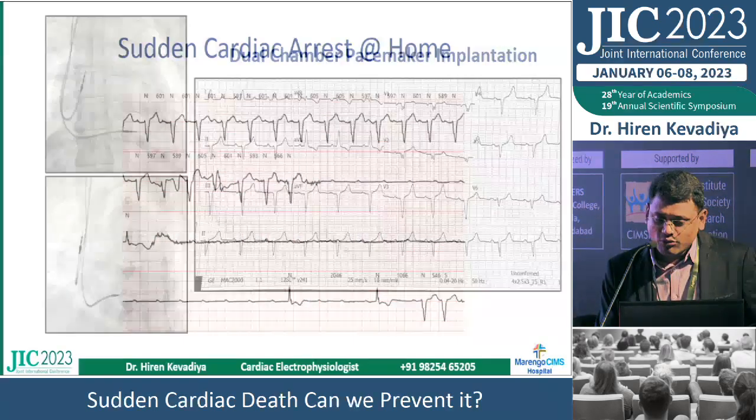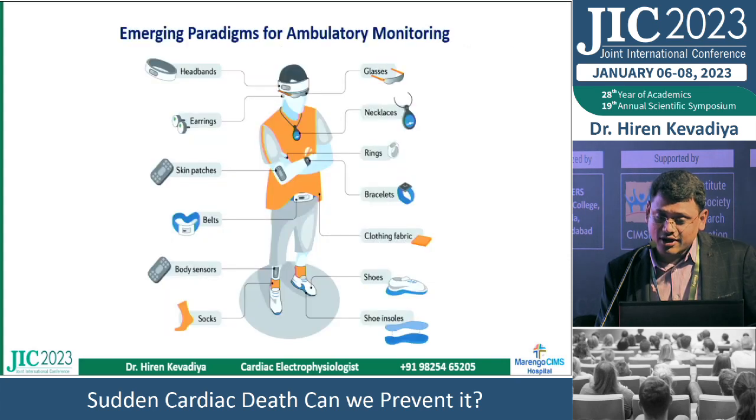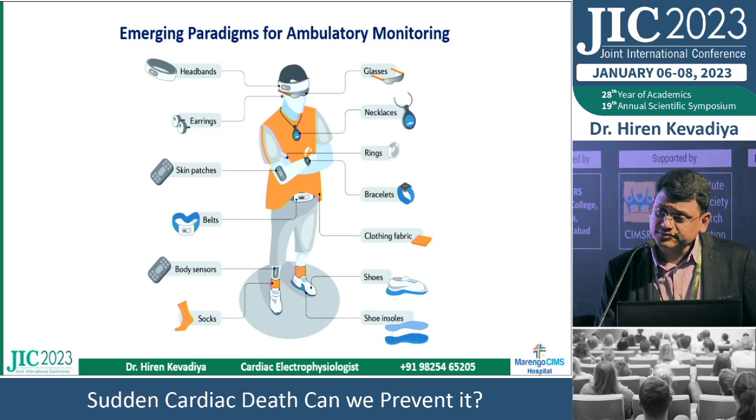So that's how this patient, finally, we put a pacemaker to save him from bradycardia-related sudden cardiac death. So there are a lot of emerging paradigms for ambulatory monitoring. There are a lot of monitoring devices coming up for early detection, and we should be using them meticulously to identify those patients who are at risk of arrhythmia death.